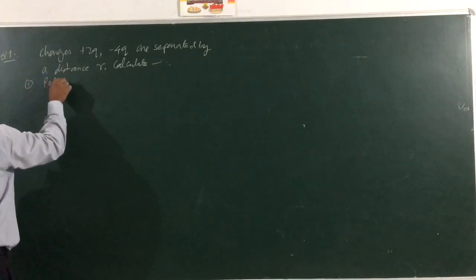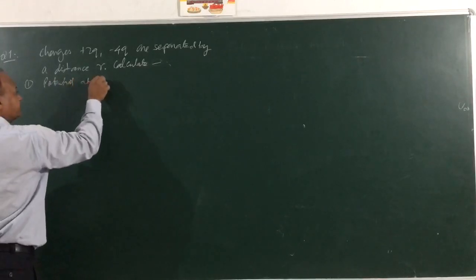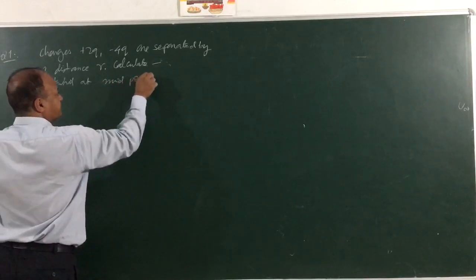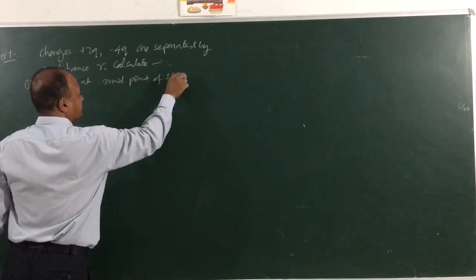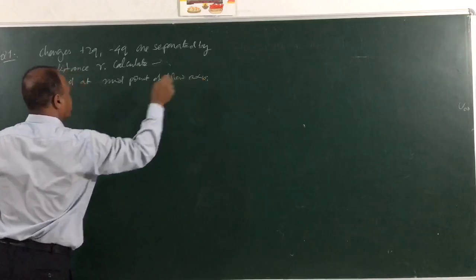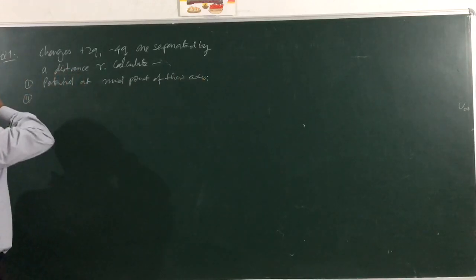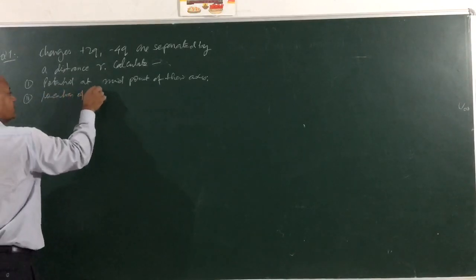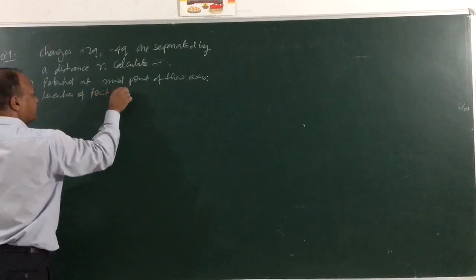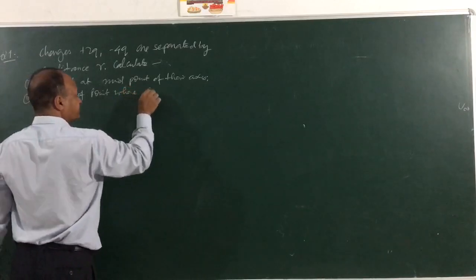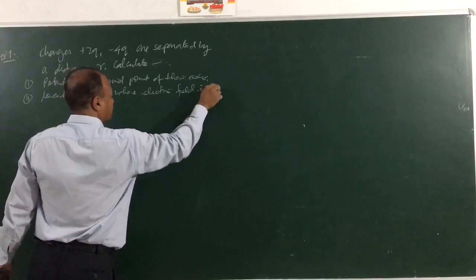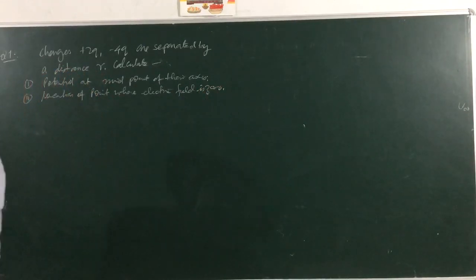Potential at the midpoint of their axis. Number 2, the location of the point where the electric field is 0. Electric field is 0. Let's solve this problem.